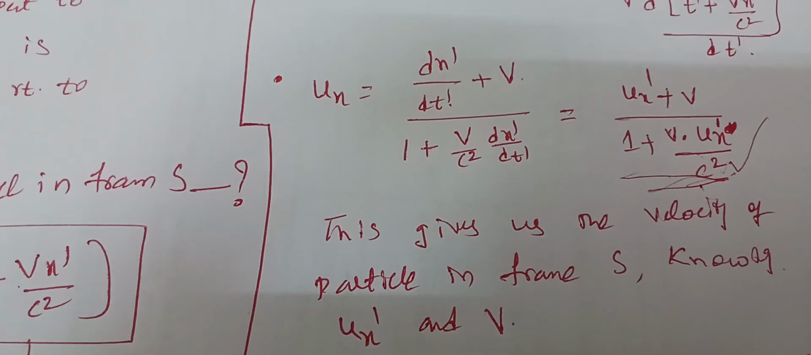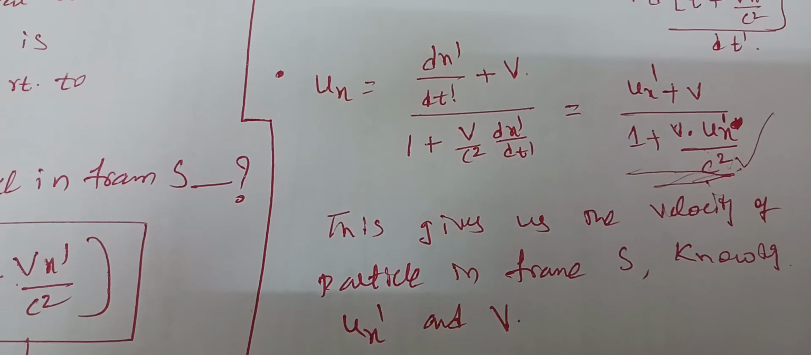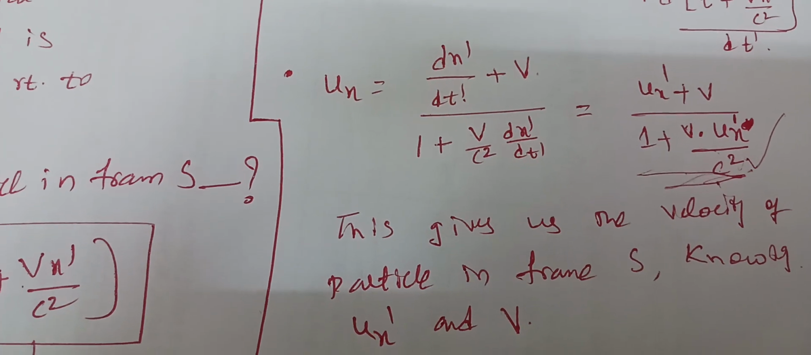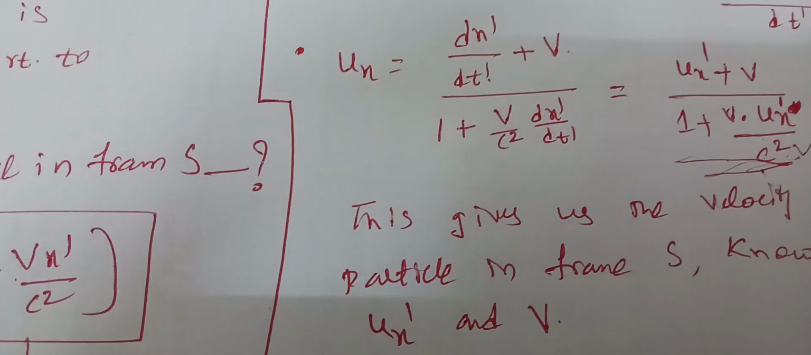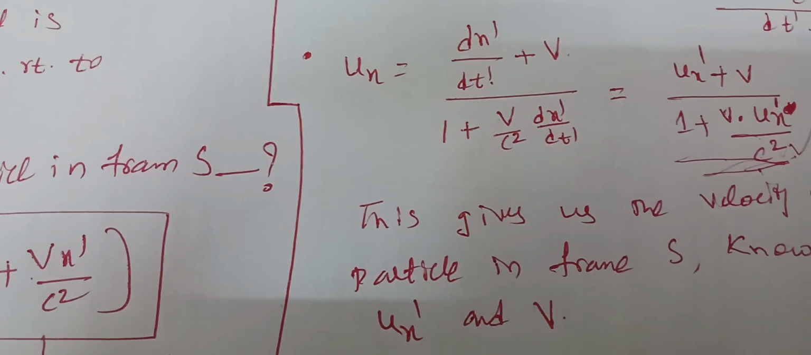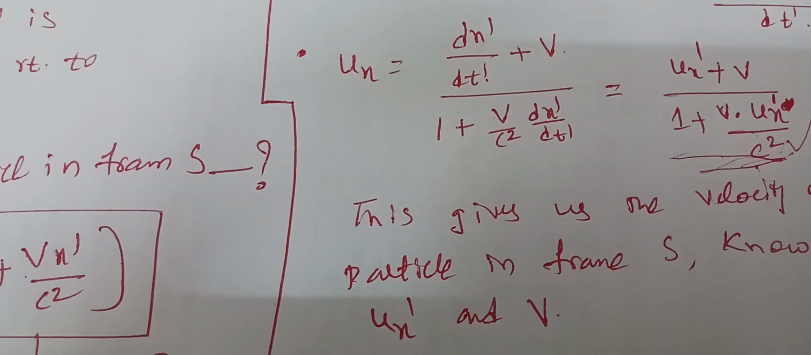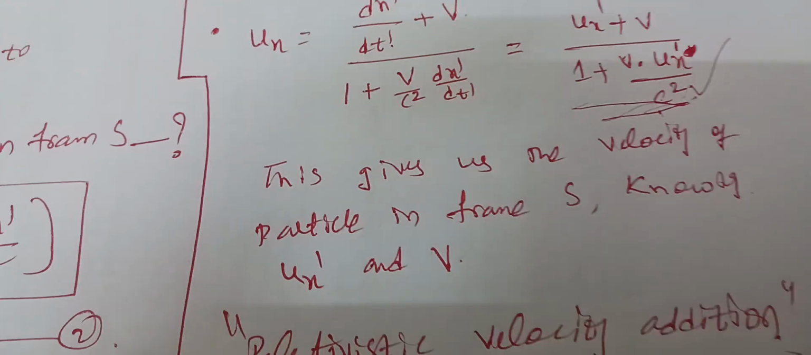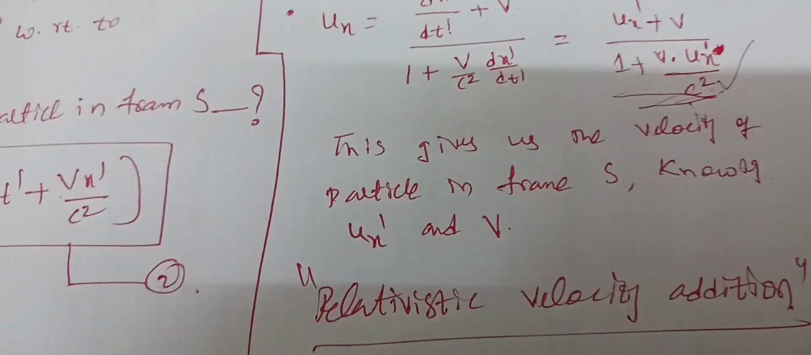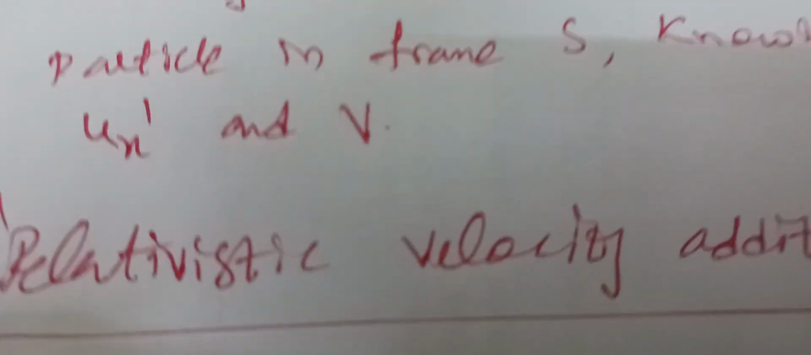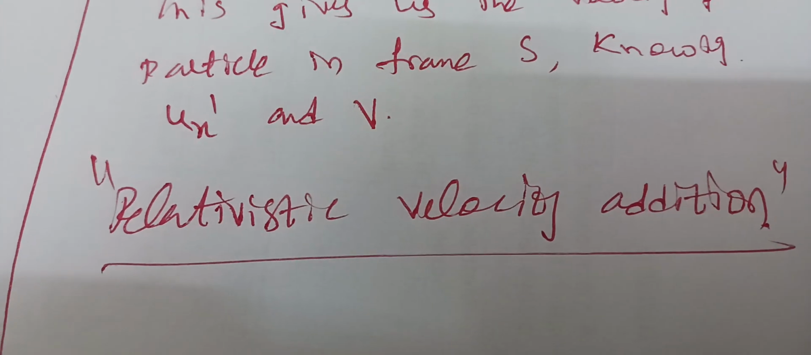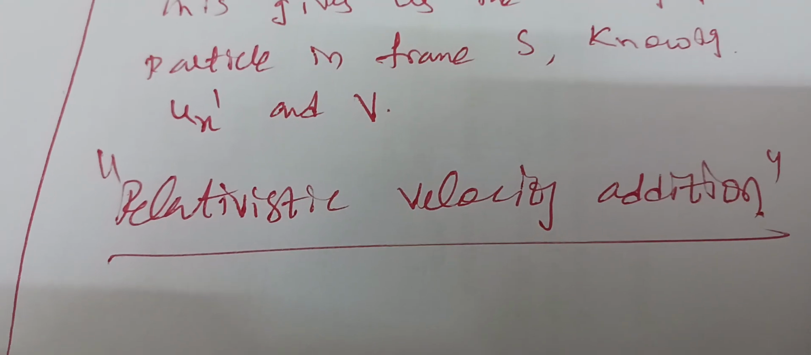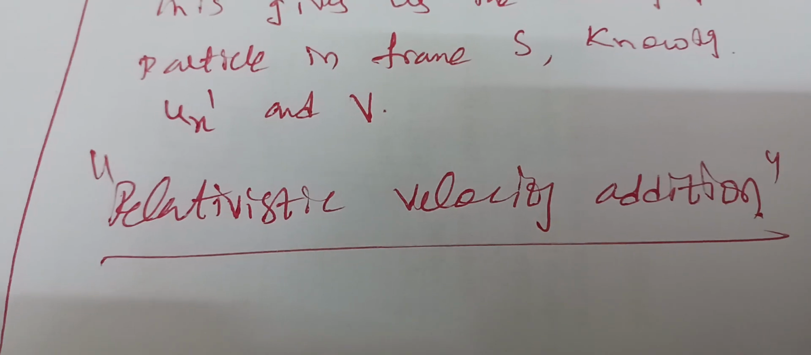Knowing ux dash and v: ux dash is the velocity of the particle in the S dash frame, and v is the velocity of that frame in the S frame. So this is what we call relativistic velocity addition. What does it mean? Relativistic velocity addition means that we cannot add the velocities directly in the simple way.